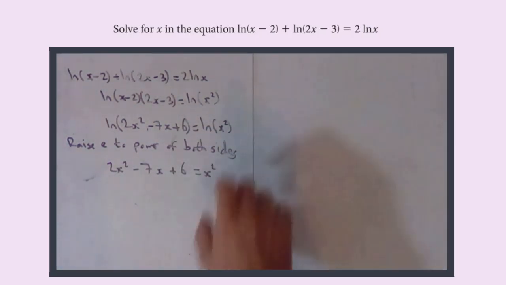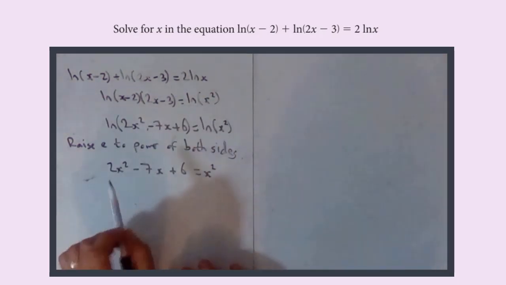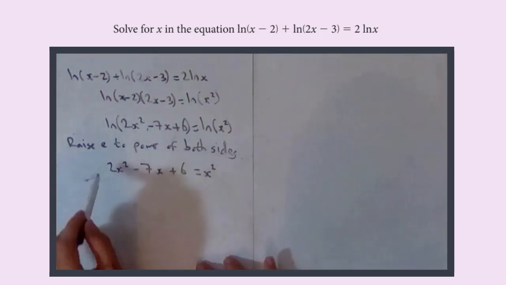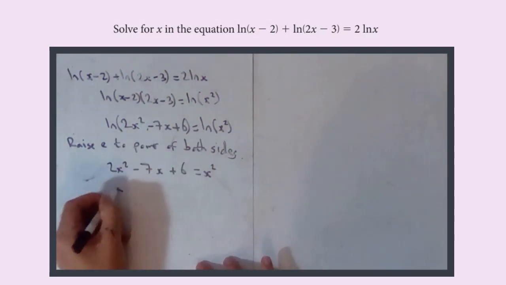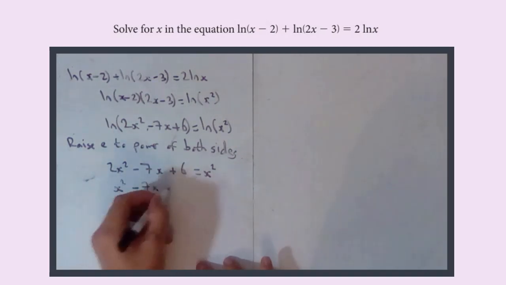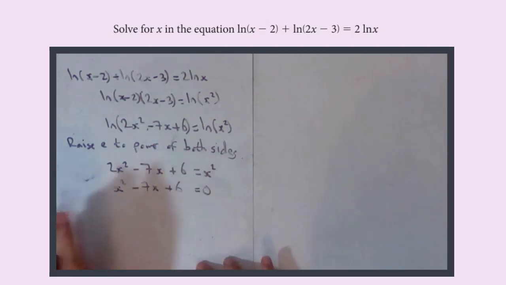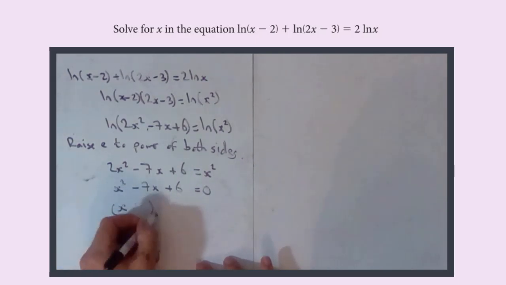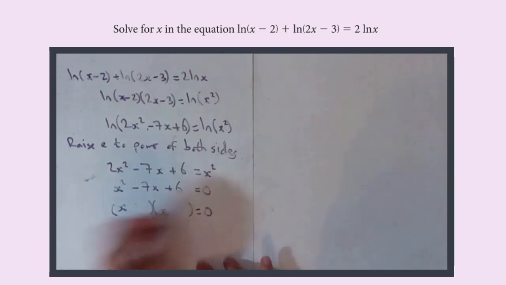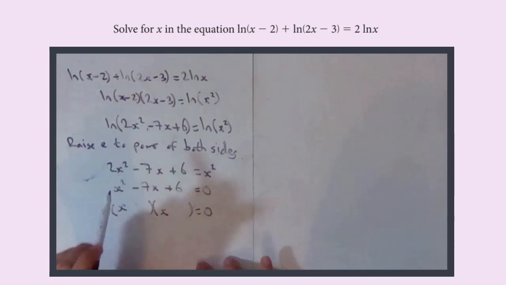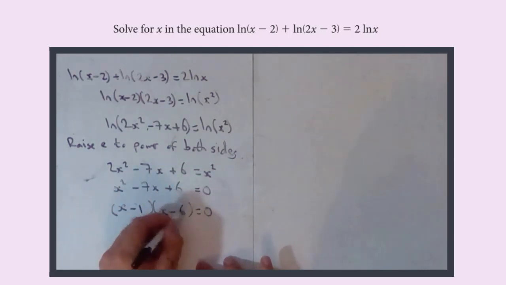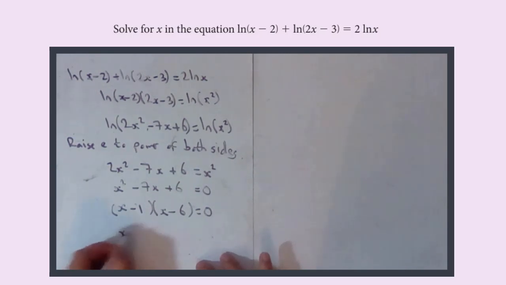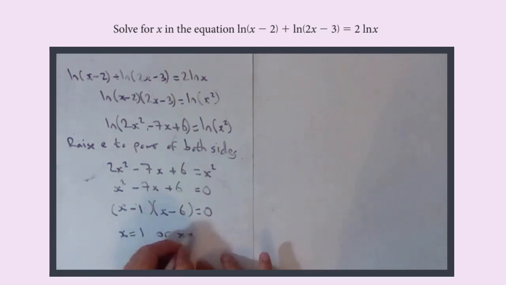It's looking like a quadratic. If we just subtract that x squared, it'll be great, won't it? It will leave a 0 here, and it will make this a lot easier to hopefully factorize. So 2x squared minus x squared minus 7x plus 6 equals 0. Look to factorize: x squared minus 7x plus 6, and it looks like we need the same sign, so minus 6 and minus 1. (x minus 6)(x minus 1) equals 0. So that would mean x equals 1 or x equals 6.